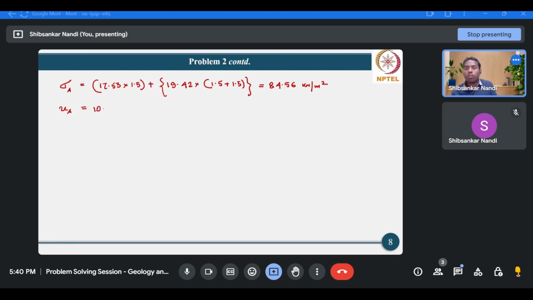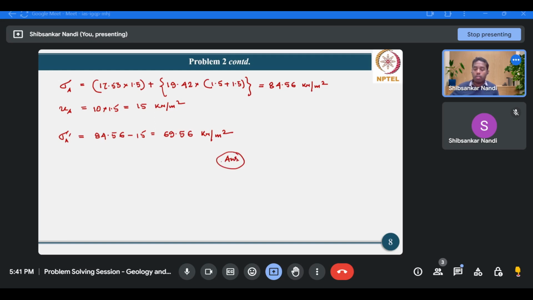So 10 into 1.5, that is 15 kilonewton per meter square. So obviously the sigma A prime would be 84.56 minus 15. So it's 69.56. Okay, so prime indicates effective stress or effective pressure. So this is the answer.